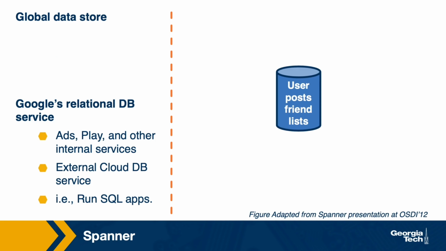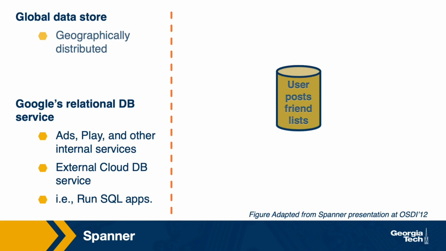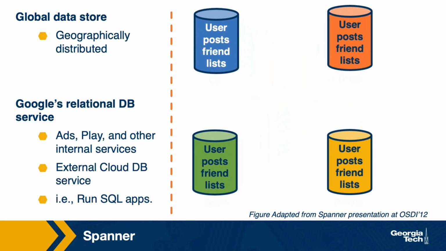To illustrate how Spanner distributes data, let's look at this example that the Google authors originally used. Let's say that we are considering an application which is like a simple social network that has users with friends, and users make posts which can then be seen by their friends. With Spanner, the data of this application will be stored globally and distributed across different geographic locations.